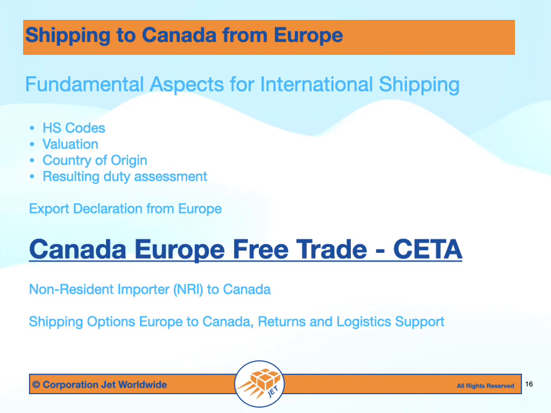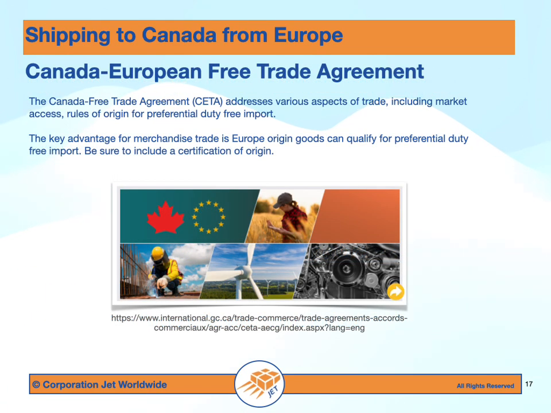The Canadian-European Free Trade Agreement, CETA. The European-Canadian Free Trade Agreement, or CETA, has been in force for several years. The agreement facilitates all aspects of trade between Canada and Europe. The key advantage for merchandise or goods is that European origin goods can qualify for duty-free import, and vice versa. Be sure to include a certification of origin if you're requesting preferential duty-free import.